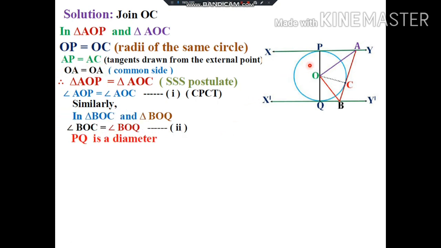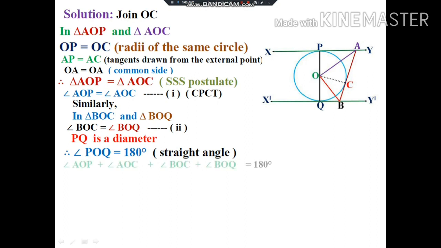Dear children, we have here PQ is a diameter. Therefore, what is the angle here? Angle POQ. PQ is the diameter, means it is a straight line. The straight angle is 180 degree. And add all these angles, 1, 2, 3, 4. The sum of these 4 angles is equal to 180 degree, straight angle. Angle POQ is 180 degree straight angle.